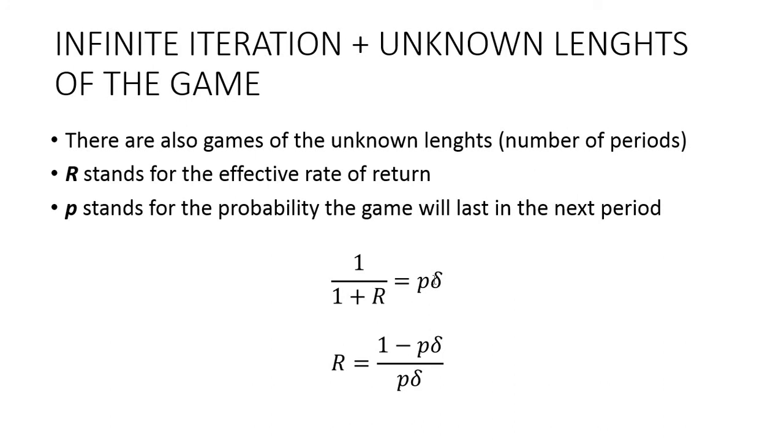So in this case, if probability is equal to 1, so we have perfect certainty that the game is gonna be played for the next period as well, then there will be no difference between capital R, effective rate of return, and R, interest rate. So in order to define the effective rate of return, you have to use this formula, because again, this is just an effective discount factor with effective rate of return. So you will get capital R equal to 1 minus P sigma divided by P sigma.